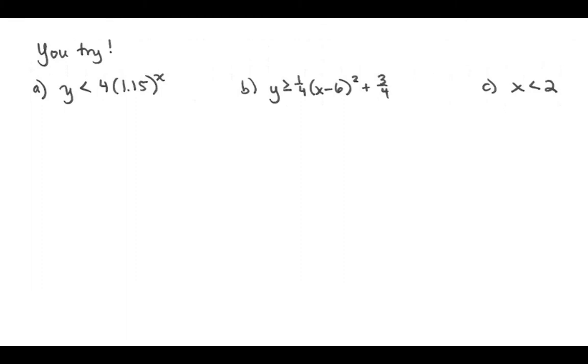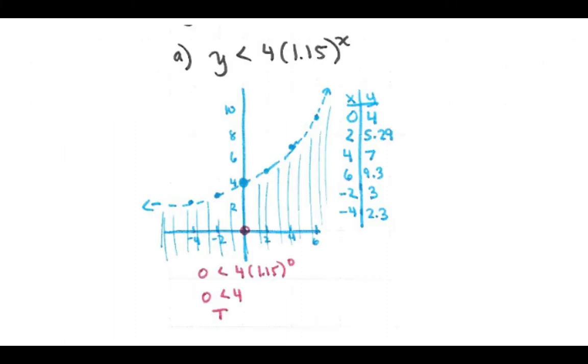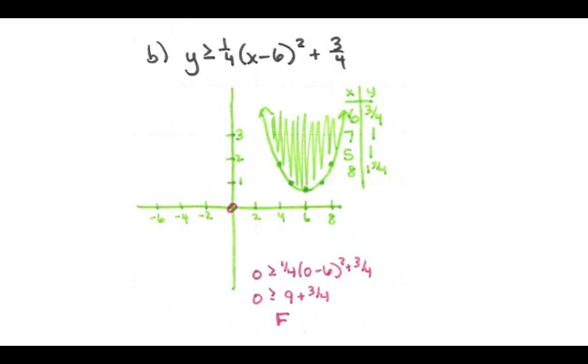Okay, welcome back. Let's see what you got. There's A. I made a table. It's a little exponential curve. Less than meant dotted. 0, 0 was true, so I ended up shading under my exponential curve. All right, this was a parabola, kind of sitting off to the side. It was solid because of greater than or equal to. And when I plugged in 0, 0, I was getting 0 was greater than or equal to 9 plus 3/4, which I already knew was false. So that meant I was shading inside my parabola.